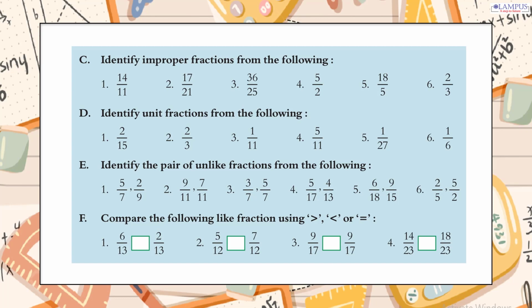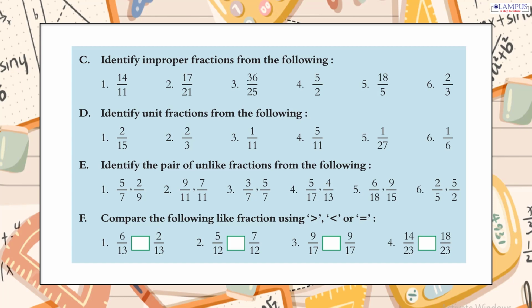D. Identify unit fractions from the following. 1. 2 by 15, 2. 2 by 3, 3. 1 by 11, 4. 5 by 11, 5. 1 by 27, 6. 1 by 6.